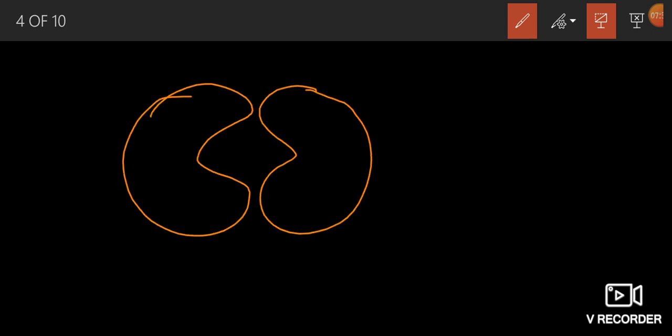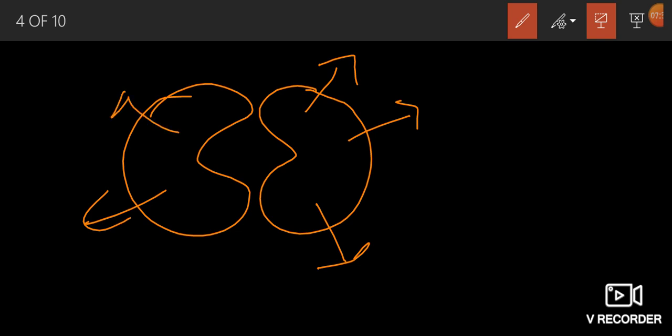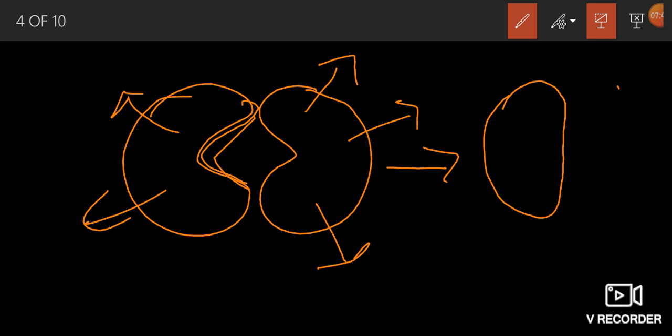So when these guard cells lose water, what will happen? The cell undergoes flaccidity. Then automatically the crescent shape disappears. Then it leads to the stomata closing. Stomata will be closed.